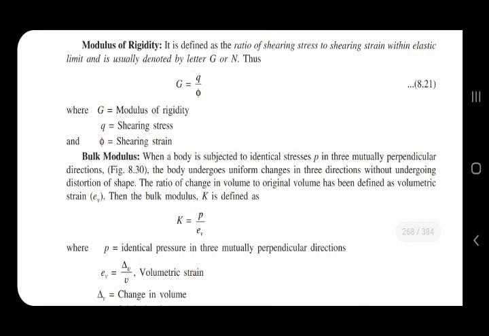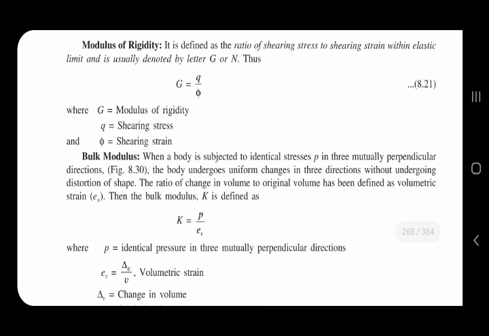Similarly, for elastic materials the shear strain is found to be proportional to the shear stress, and within the elastic limit, this ratio is called the modulus of rigidity, also called the shear modulus, and it is denoted by G, the ratio of the shear stress to shear strain. G is equal to tau by phi, where phi is the angle that is required for calculating the shear strain in the material.